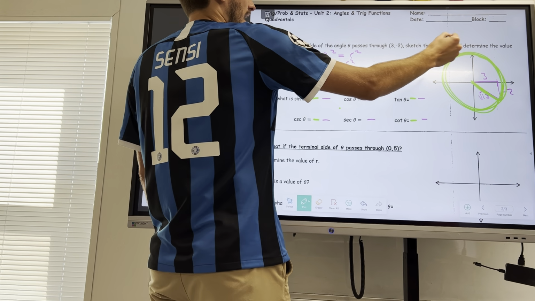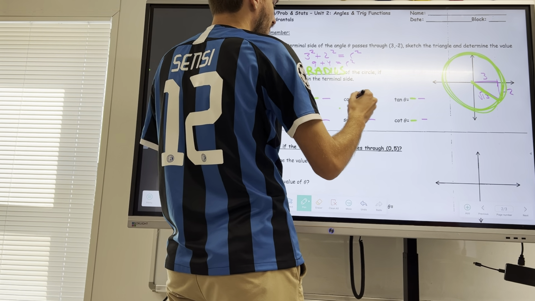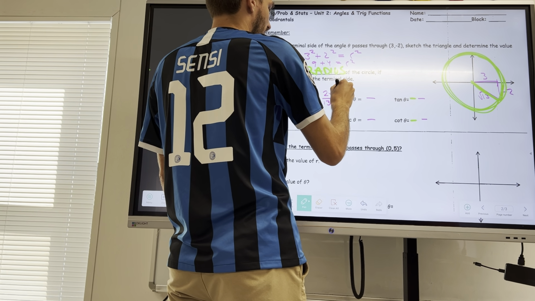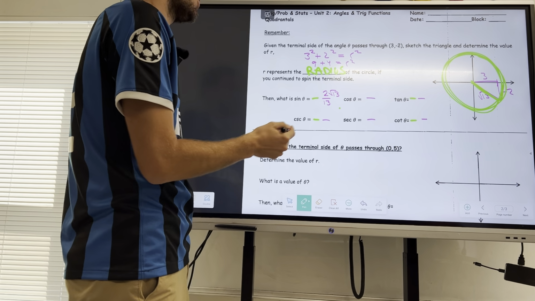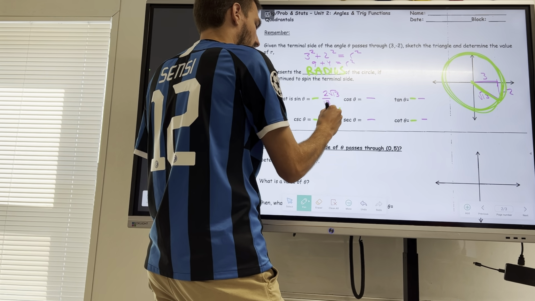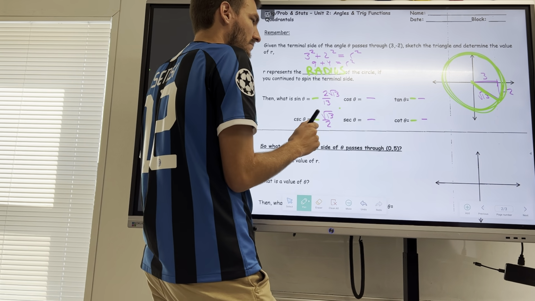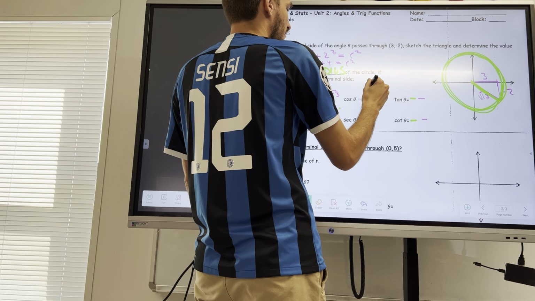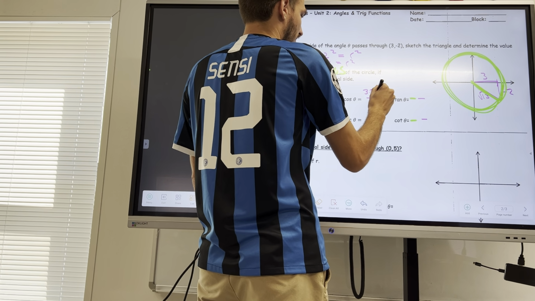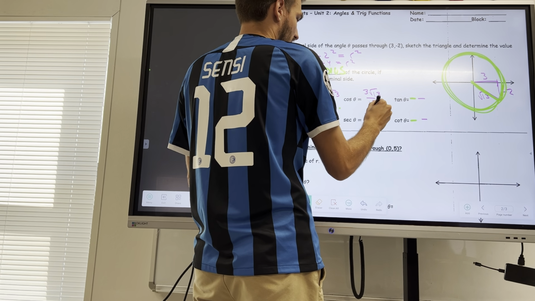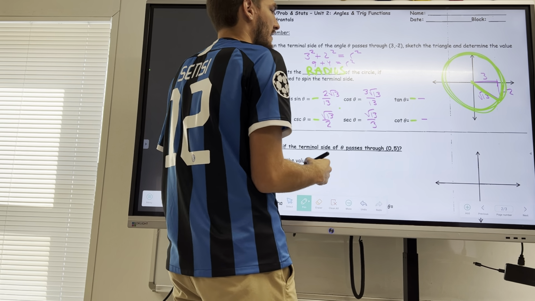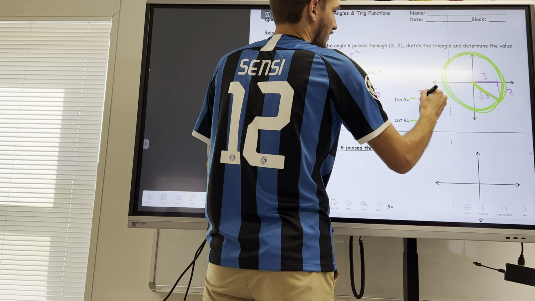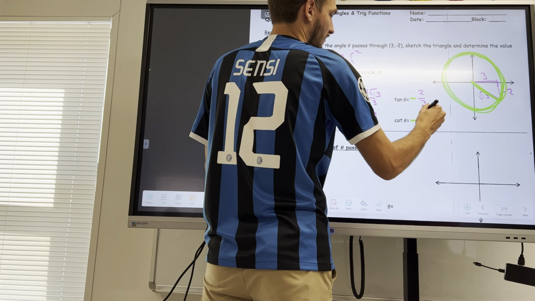Our sine is going to be opposite over hypotenuse, which is going to be 2 over square root 13. So I'll put that square root 13 back in the top. Cosecant is going to be upside down, square root 13 over 2. Cosine is going to be adjacent over hypotenuse, 3 square root 13 over 13, and then secant is square root 13 over 3. And then tangent is opposite over adjacent, 2 over 3, and then cotangent is 3 over 2.